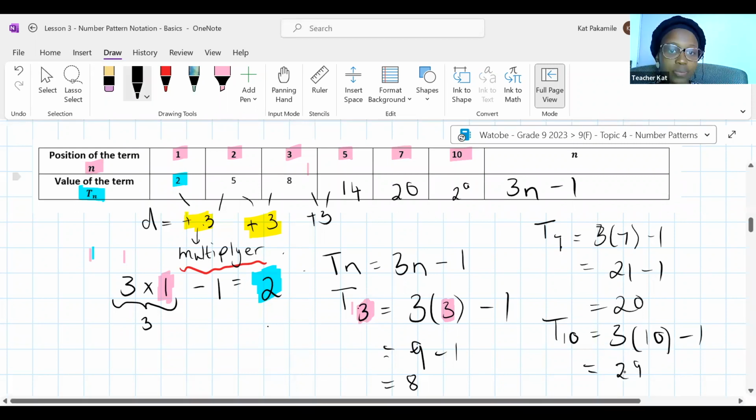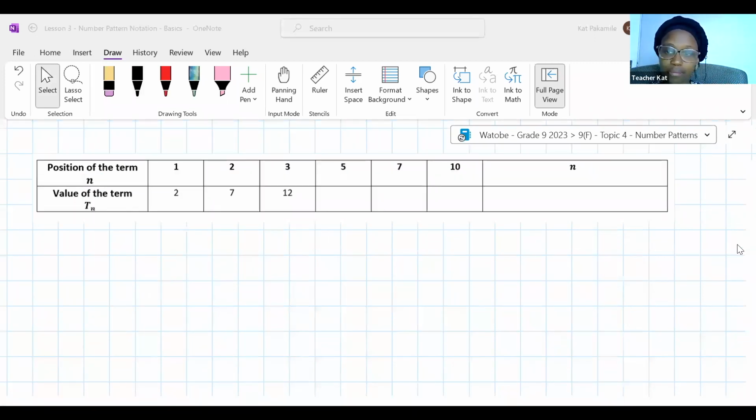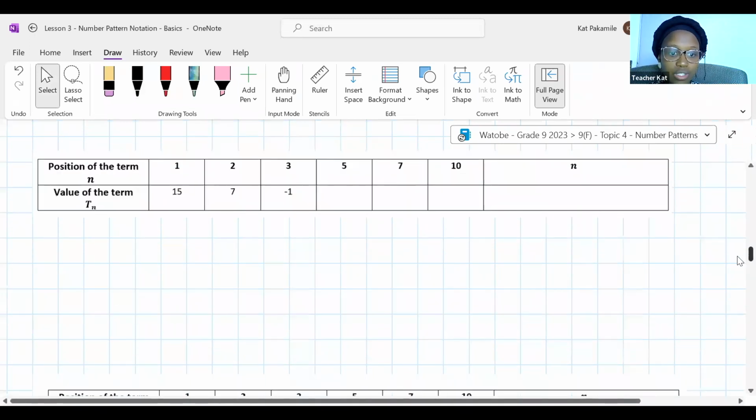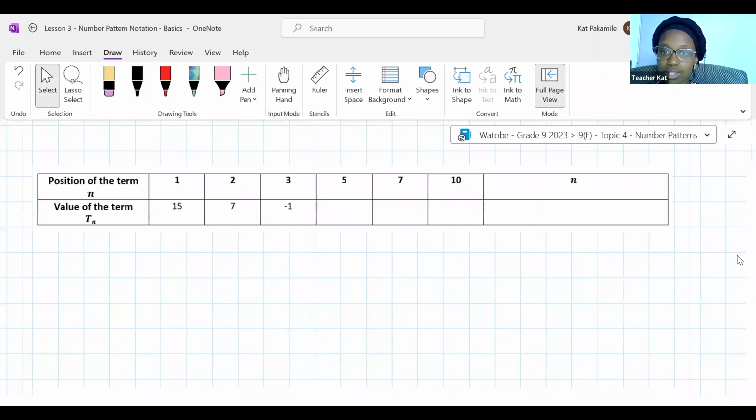Are we satisfied before I move on to the next one? Are we good? Yes, you guys are superstars. Okay, this one is too easy because we're doing the same thing. I want one that's a little bit more different. There we go. Let's do this one together, guys.